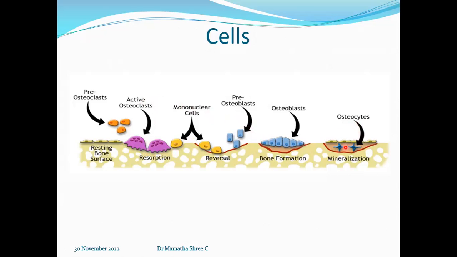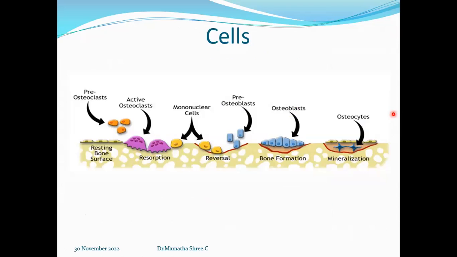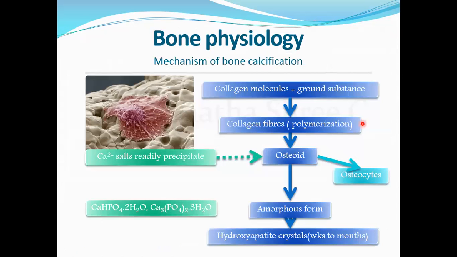So when I say bone mineralization, it is the addition of salts, that is calcium and phosphate, to the bone and thickening the bone, right? So the mechanism of bone calcification. You know now that the osteocytes are necessary for bone mineralization. So mineralization is nothing but calcification, right? As you know till now, the bone is composed of collagen molecules and the ground substance, right? So the collagen fibers undergo polymerization, and then there is a formation of an osteoid. And in its amorphous form, you have hydroxyapatite crystals. Hydroxyapatite crystals will start accumulating later in the ground substance, which will thicken the bone, hence the calcification, right?